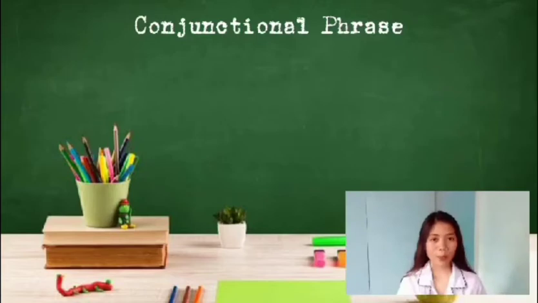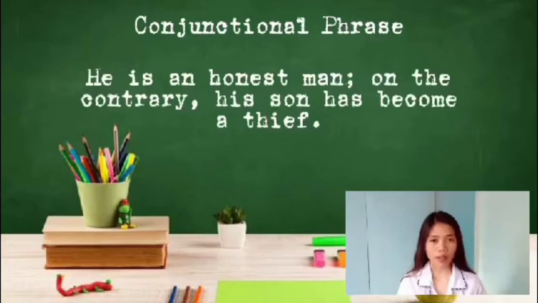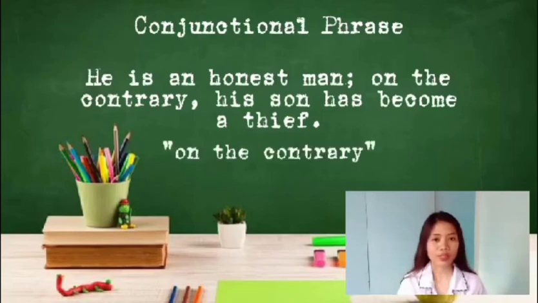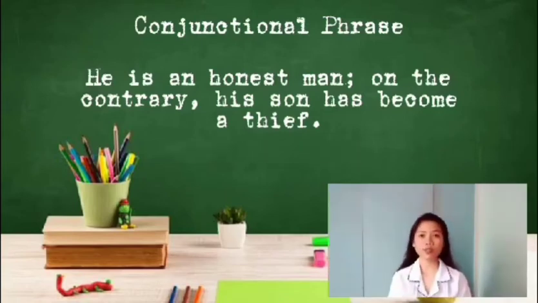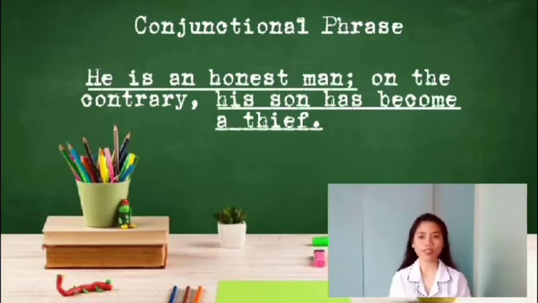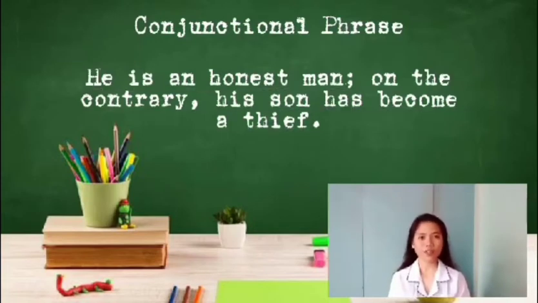And the third example of a conjunctional phrase is, he is an honest man. On the contrary, his son has become a thief. And the conjunction used is on the contrary. It combines these two clauses to form one sentence. Check for a conjunctional phrase.